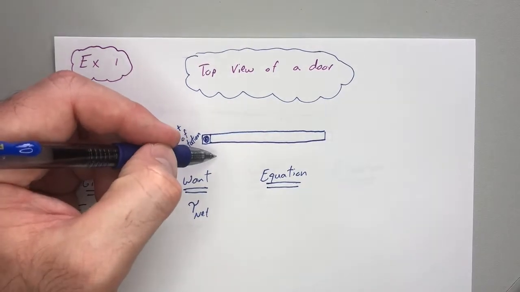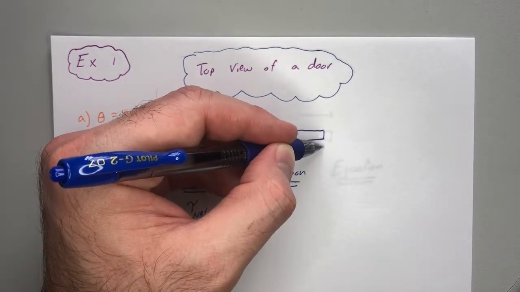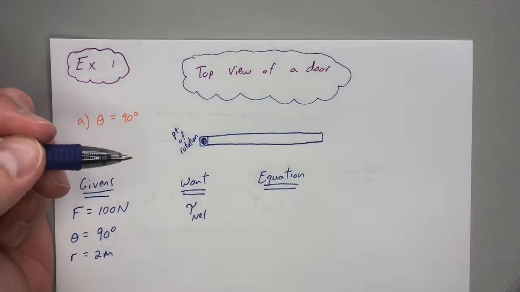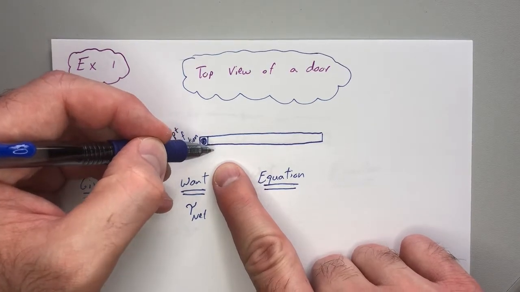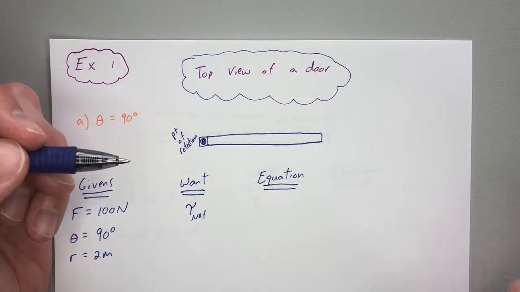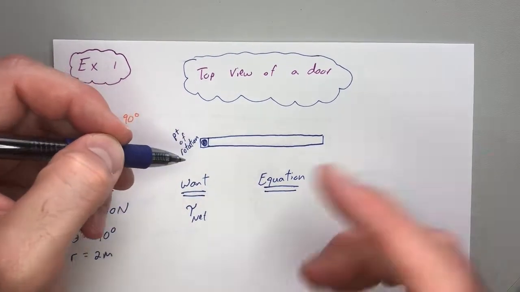If you were going to open a door, do you want to press really close to the hinge, or do you want to press way out here on the edge where the handle is? You want to press out here, right? We've all accidentally pushed right here before, and it doesn't really cause the door to rotate open very well because your R value is so small that you'd have to apply a great force to get that door to rotate.